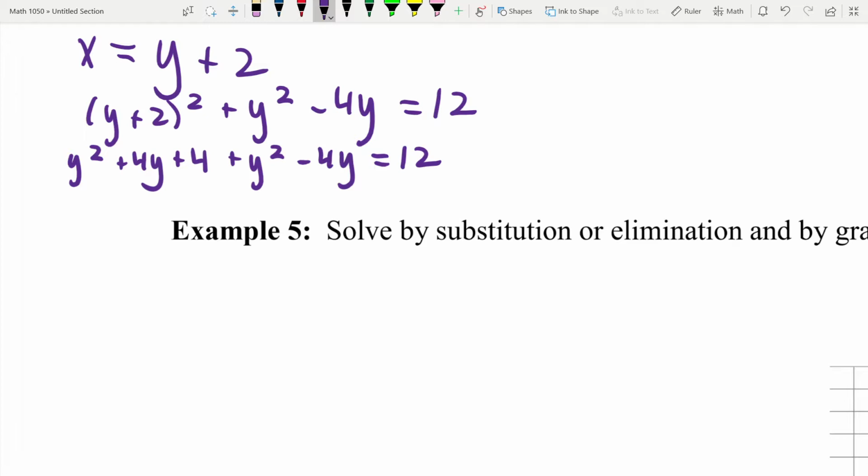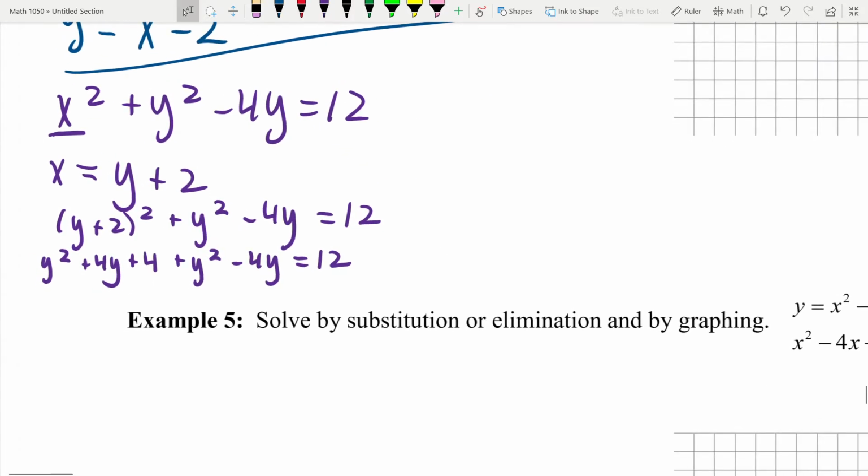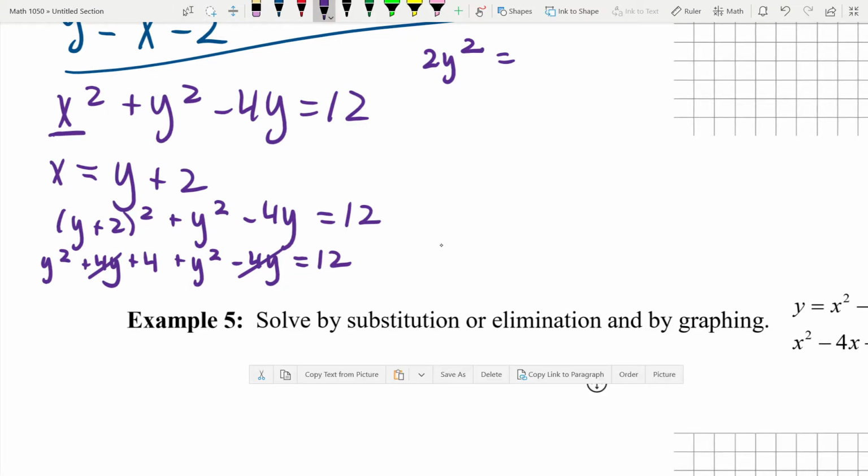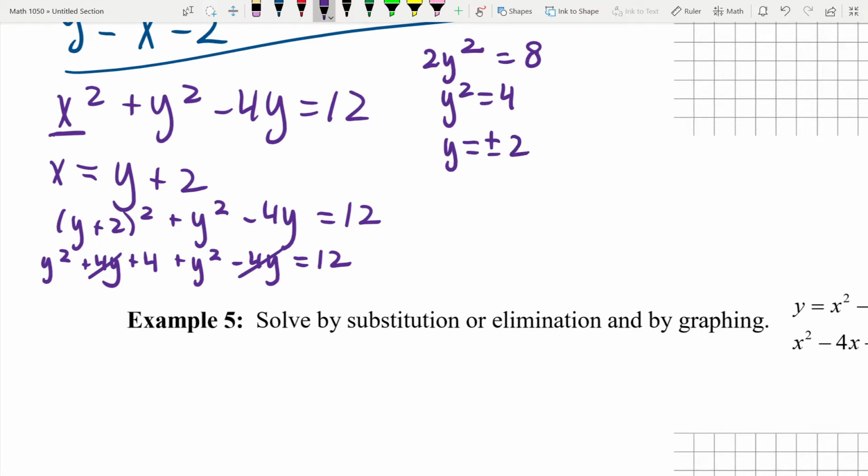The y's are going to go away, which means I can put my number on the other side and square root, and that's going to be way easier. Okay, so 1y squared and 1y squared is going to give me 2y squared. The plus 4y and the minus 4y go away, so I'm going to go equals. I'm going to move my 4 to the other side, and I get an 8. Then I'm going to divide by 2. Y squared equals 4. Now I'm going to square root: y equals plus or minus 2.